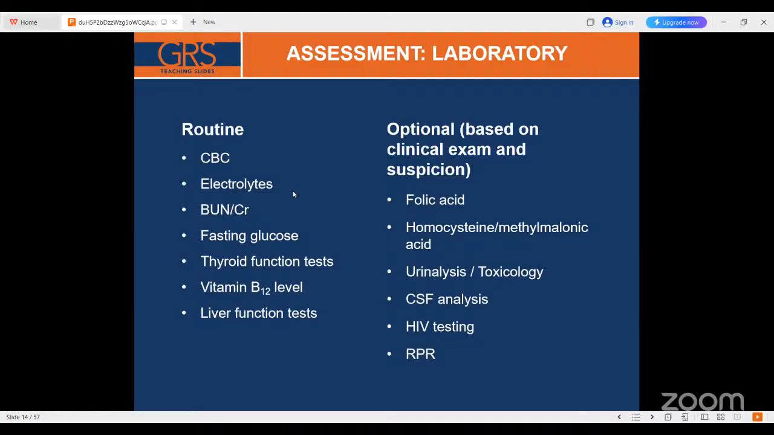Then we have the assessment based on the laboratory. We start by doing the routine tests to exclude other causes of dementia that can be reversible. We do CBC, electrolytes, BUN and creatinine, fasting glucose, thyroid function test, vitamin B12, and liver function test. Then based on the clinical examination, we can assess folic acid, homocysteine, and methylmalonic acid, urine analysis and toxicology, CSF analysis, HIV testing, and RPR.